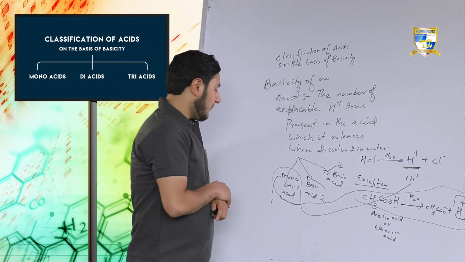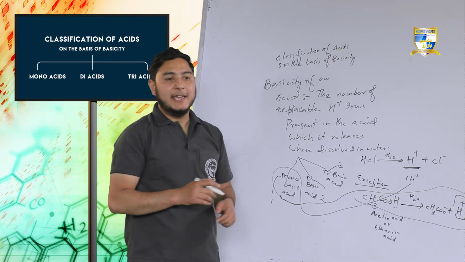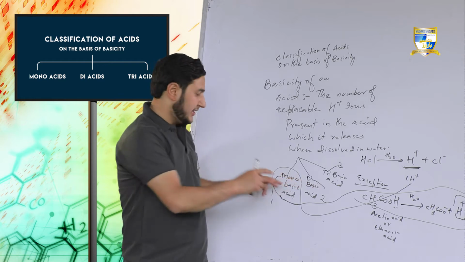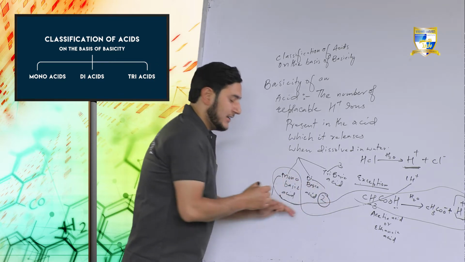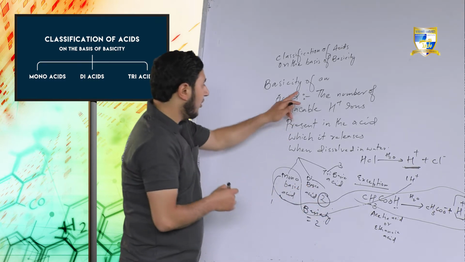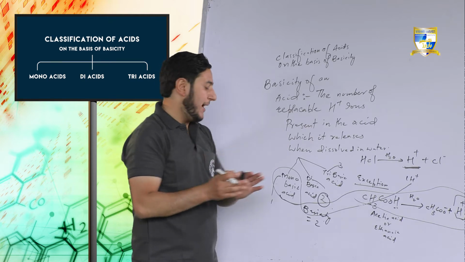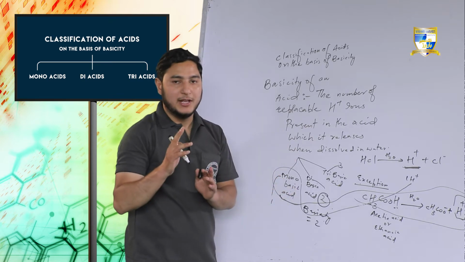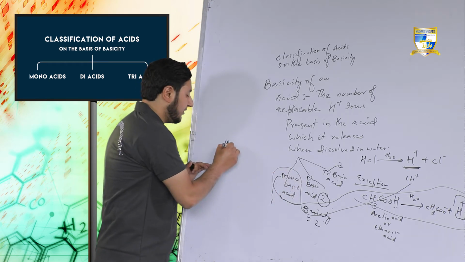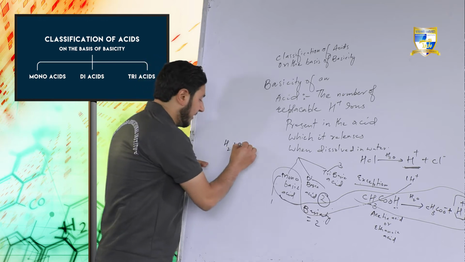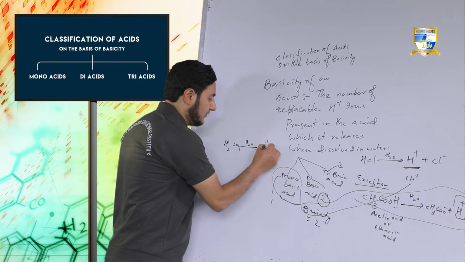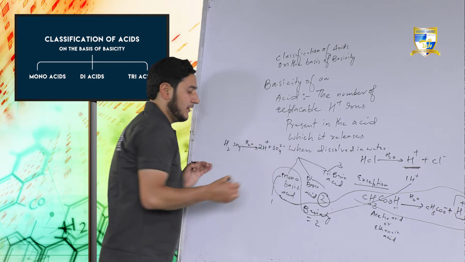Fine. Now moving to the second part, that is dibasic acids. What are dibasic acids? Those acids whose basicity is 2, that is, the number of H positive ions released by that particular acid in water is 2. Those acids are called dibasic acids. Example over here: H2SO4. When it is dissolved in water, H2O, it releases 2 H positive and SO4 2 negative ions.